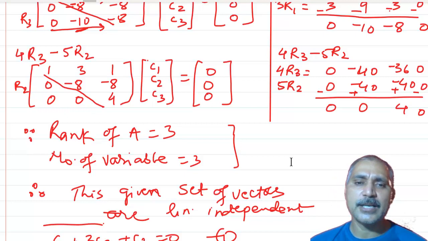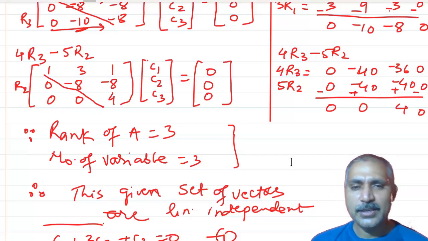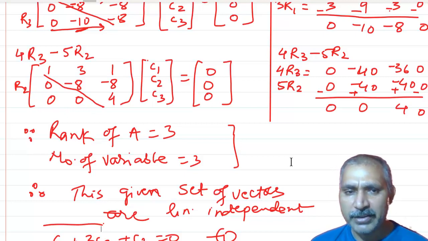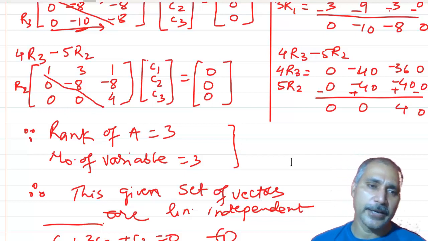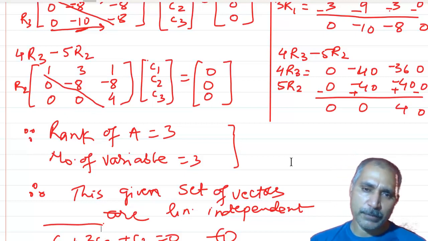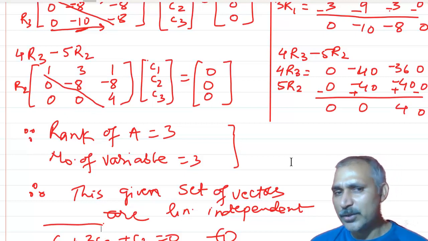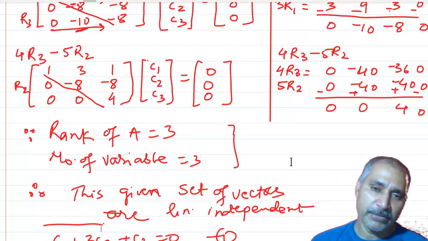In the previous example, which we did in the last video, that was the case of linearly dependent vectors, and this one was the case of linearly independent. So if you have not seen the case of linearly dependent using rank, you can see my previous video.